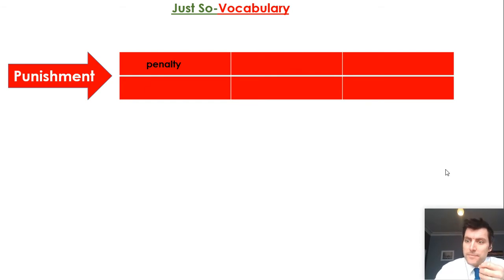But it's also used if, for example, you broke the rules on COVID as an adult, you could get a fixed penalty fine. Okay, that's like a punishment, so you get charged some money.